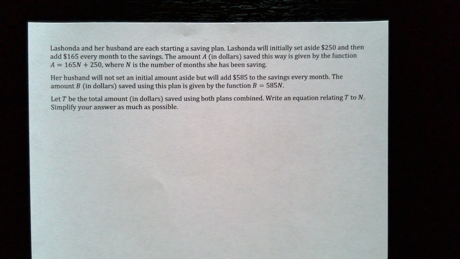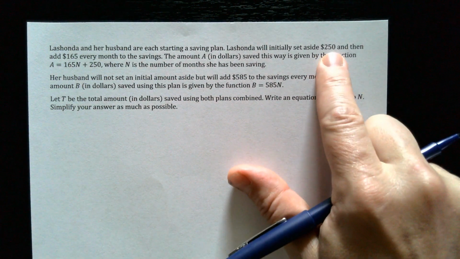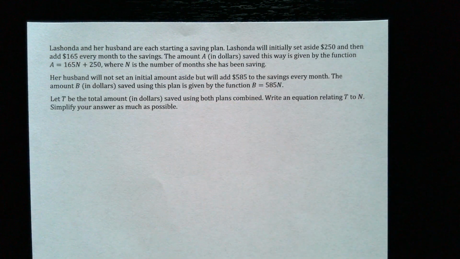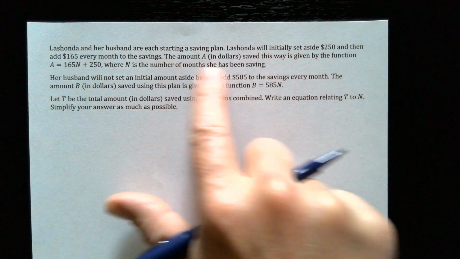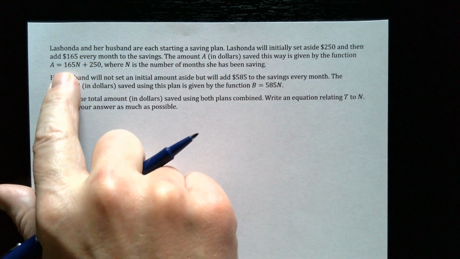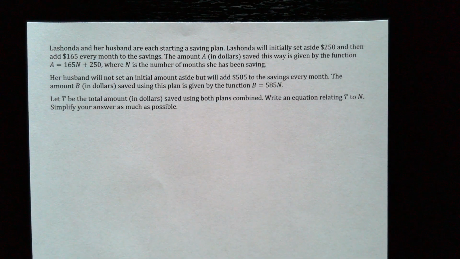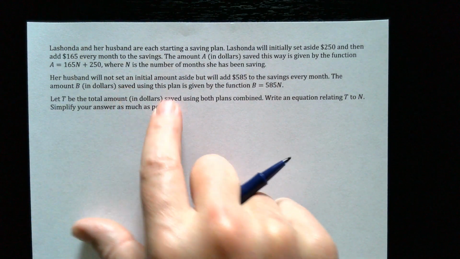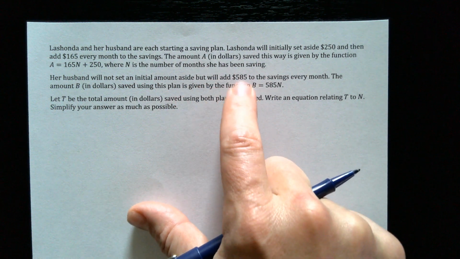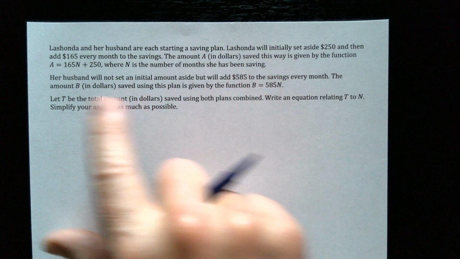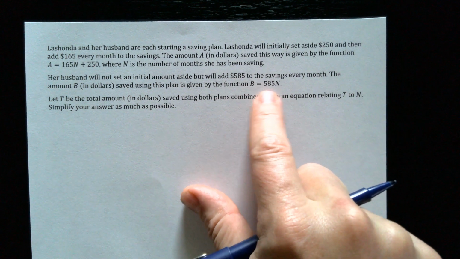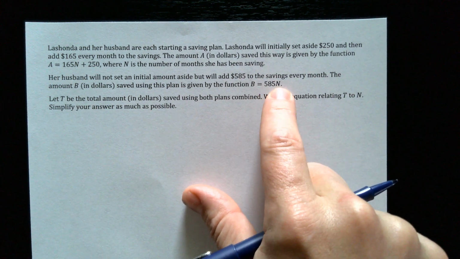Okay, for our last problem, LaShonda and her husband are each starting a savings plan. LaShonda will initially set aside $250 and then add $165 every month. So the amount in dollars saved this way is A is equal to 165N, where N is the number of months, plus 250. Her husband will not set an initial amount aside, but he will add $585 to savings every month. So that's given by B equals 585 times the number of months.